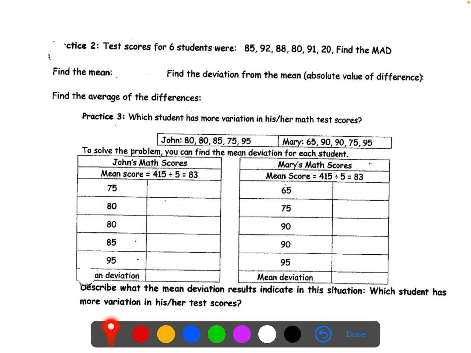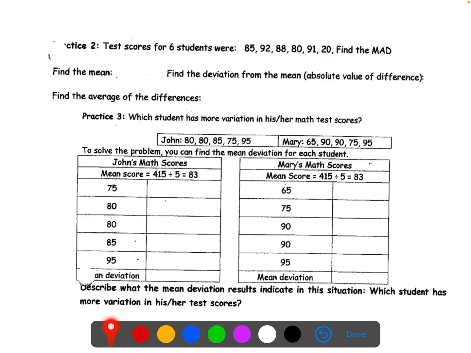So let's look at another one here. Now we have test scores for 6 students. They're listed here. We're going to find the mean absolute deviation. So we're going to find the mean, we're going to see how far each number deviates from the mean, and then we'll find the mean of those differences. So for the mean, we need to combine our 6 data points and divide by 6.